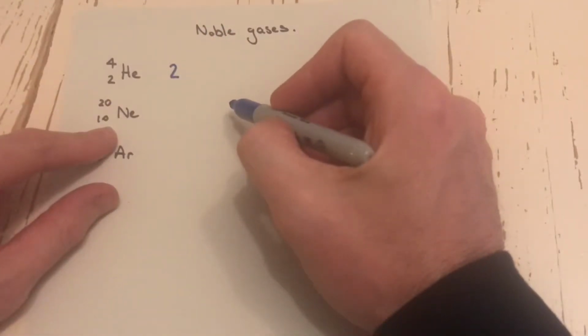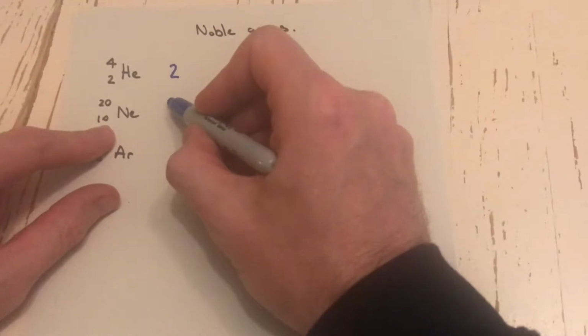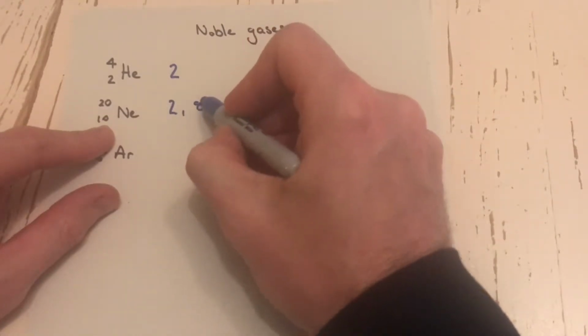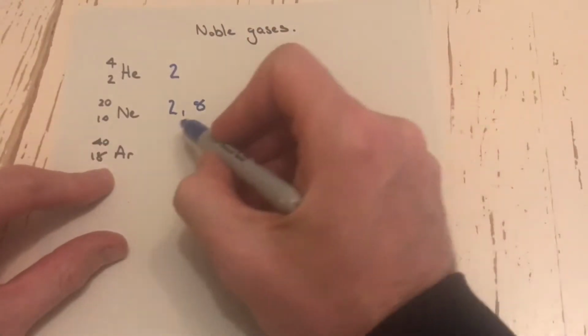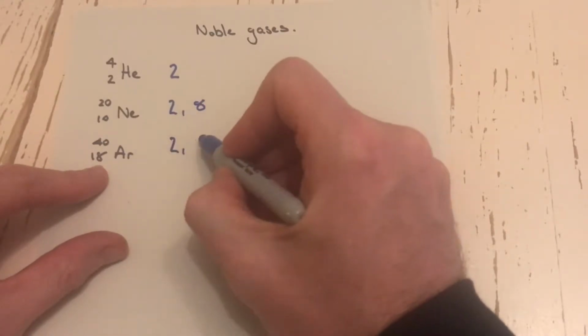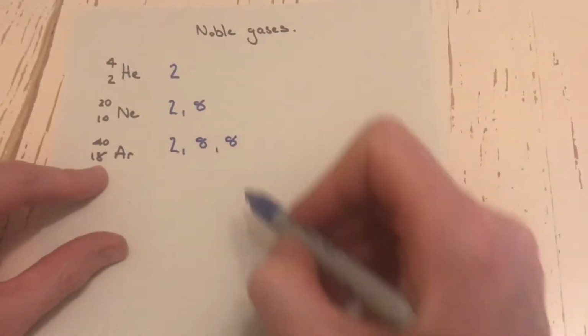I've then got neon, so neon's got 10. 10 is arranged 2 in the first energy level, 8 in the second. And then argon's got 18, so that's 2 in the first, 8 in the second, and 8 in the third.